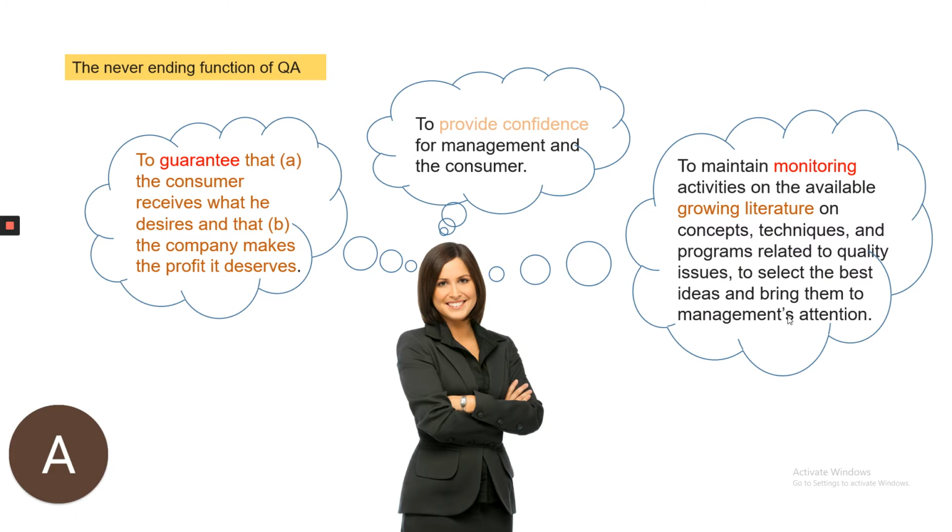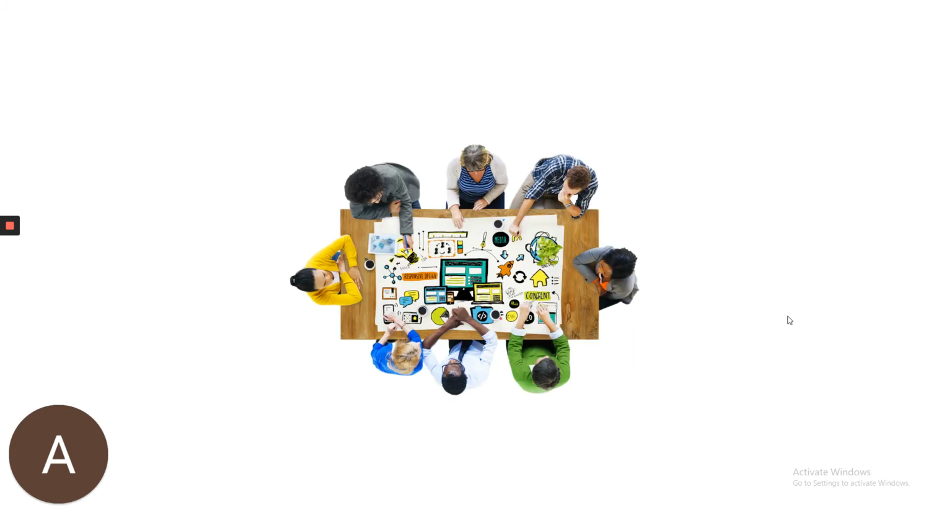The function of the QA department is never ending. First, it is to guarantee that the consumer receives what he desires, and that the company makes the profit it deserves. Second, it is to provide confidence for management and the consumer. And finally, it is to maintain monitoring activities on the available growing literature on concepts, techniques, and programs related to quality issues, to select the best ideas and bring them to management's attention. It is through QA functions that the upper management is able to monitor, at all times and through all stages of manufacturing, the level of quality of its product, as well as keeping in line with industry trends.